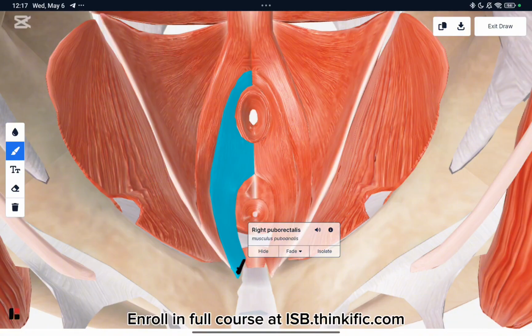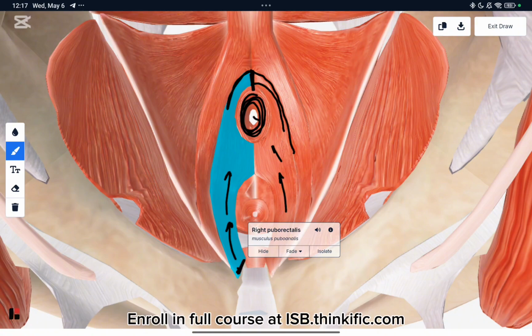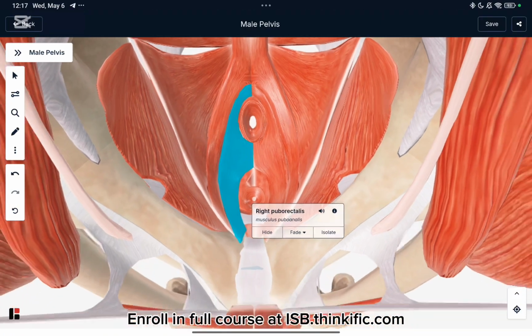Right? And then the muscle passes posteriorly and inferiorly. It descends as it is passing posteriorly. And actually, it meets behind, this is anal opening, surrounded by the anal sphincter. It meets posterior to it, okay, and forms a sling. It forms a sling around the anorectal junction. So let's try to see this in more detail.